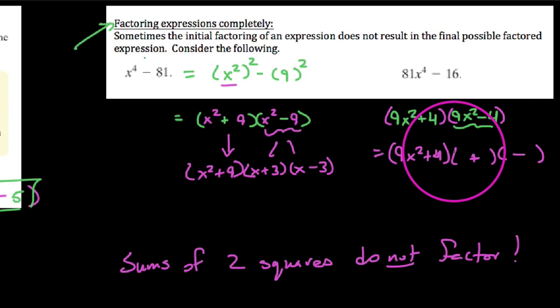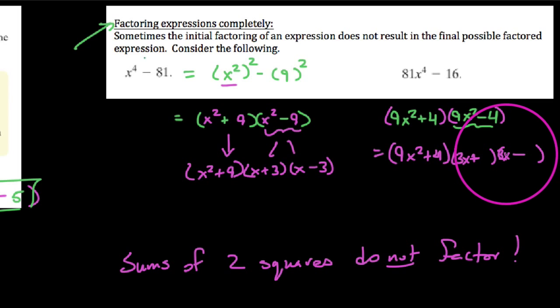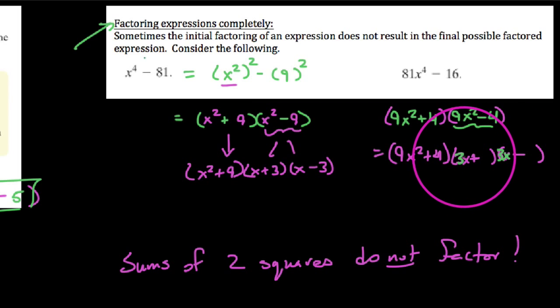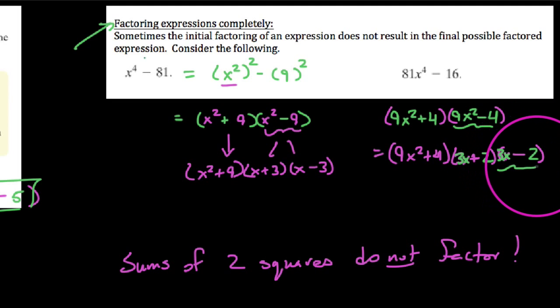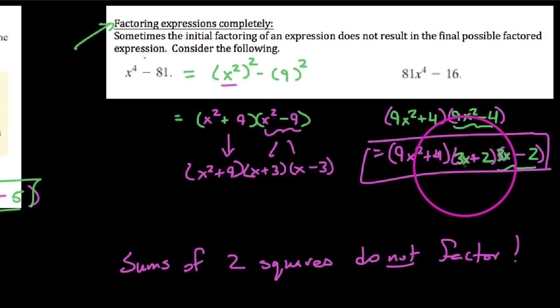There we go. The square root of 9x squared is 3x. And the square root of 4 is 2. And this isn't a difference of squares, luckily. But we're done. So that's how you factor a difference of squares.